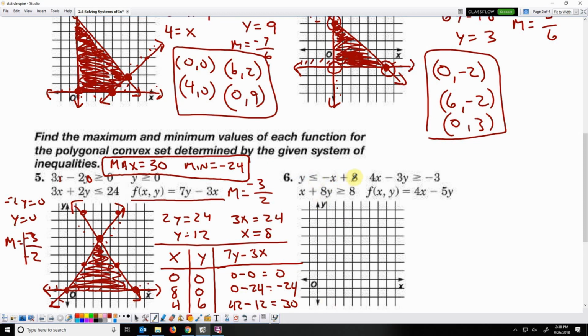My last one here, I've got a y-intercept of 8 and a slope of negative 1. So down and right.